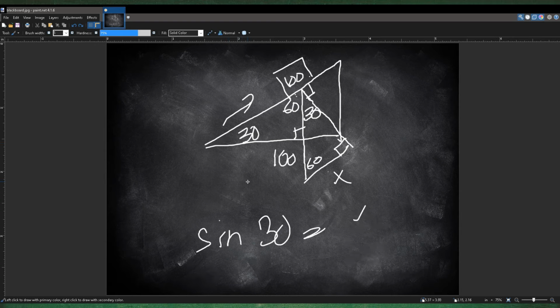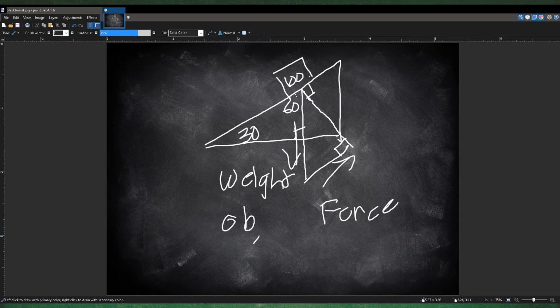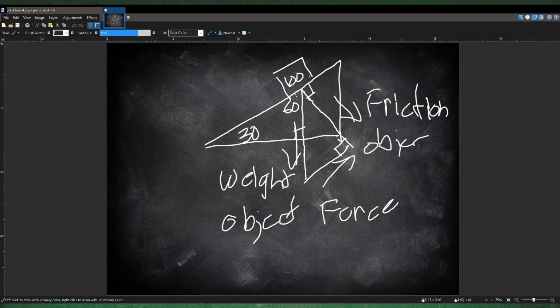Another way to understand what the vectors do: this line would be the force to keep the box still in place, so it won't fall down. This line is basically the weight of the object, and this line over here is the force of friction of the object to the ramp, physically.